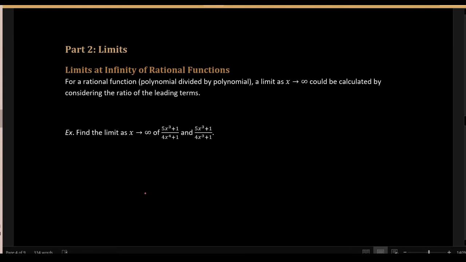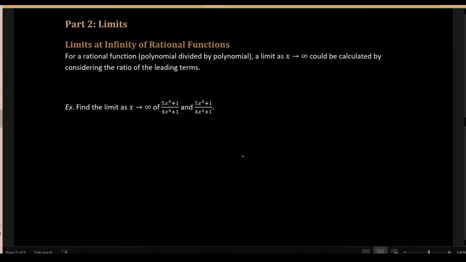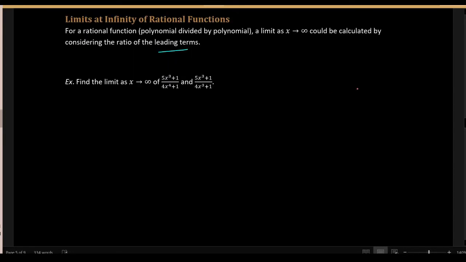Now the next bit of information that we're going to need is how to calculate limits of rational functions. For example, something like 5x to the third power plus 1 over 4x to the fourth power plus 1. Now the nice thing about rational functions, which is a polynomial divided by a polynomial, is that as x goes to infinity, their behavior is completely dominated and controlled by the leading terms. Those are the terms that have the highest exponent.